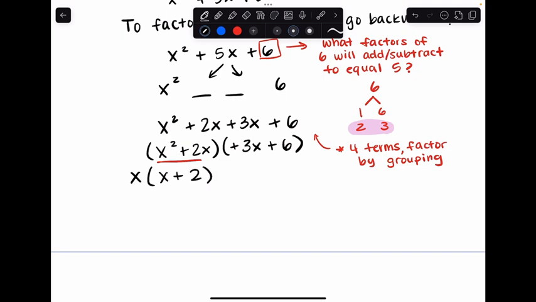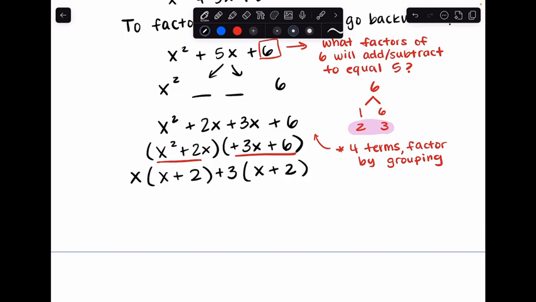All right, you're going to take your second GCF from the last 2 terms. So I can take out a positive 3 from both 3x and 6. Because I'm taking out a positive 3, I'm going to write a plus 3 on the outside. 3x divided by 3 is just x. 6 divided by 3 is positive 2.